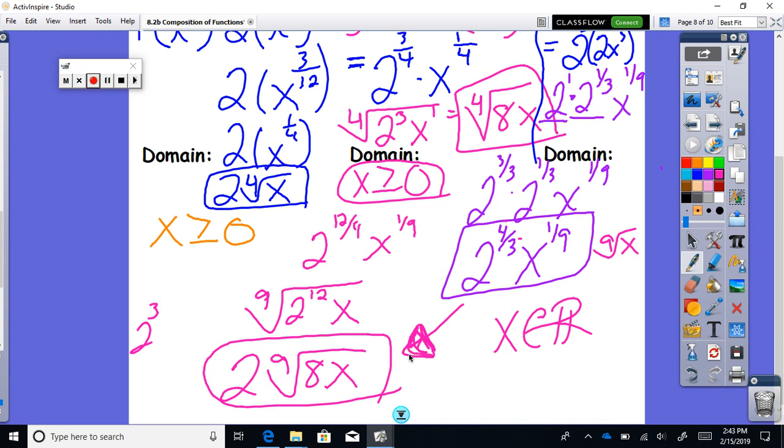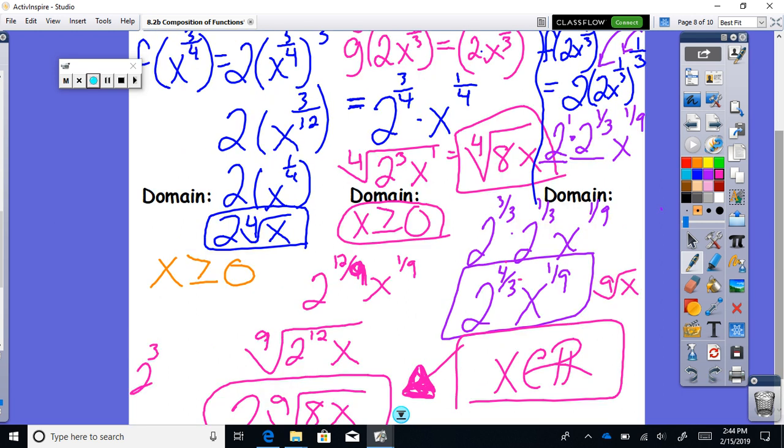There you go. I wasn't going to do it, but it wasn't really that complicated after all. They had to have the same root so I could combine them. So I had to change 4/3 to 12/9. That was the really tricky part. And then 2 cubed left is 8. But I can take the 9th root of any x because it's an odd root. So it's all real numbers for that. So that's composition.